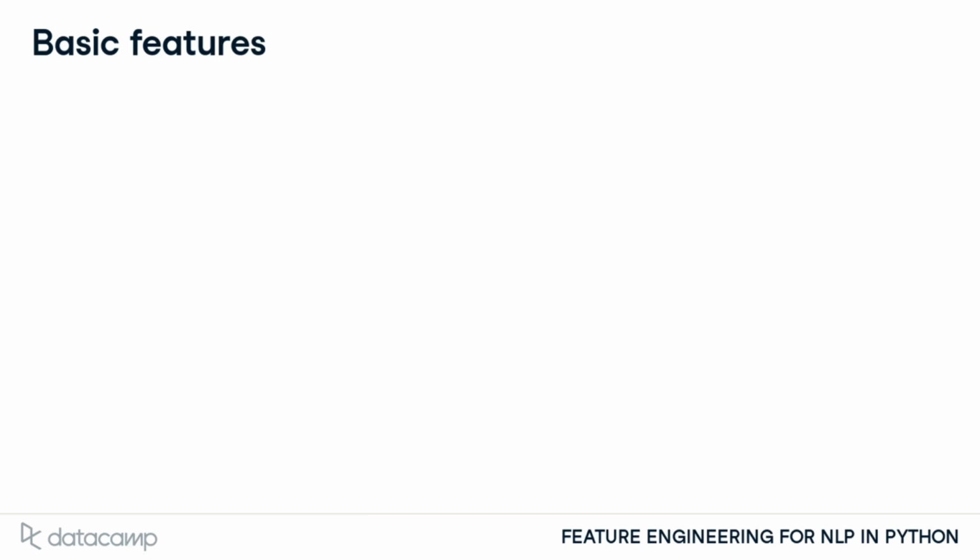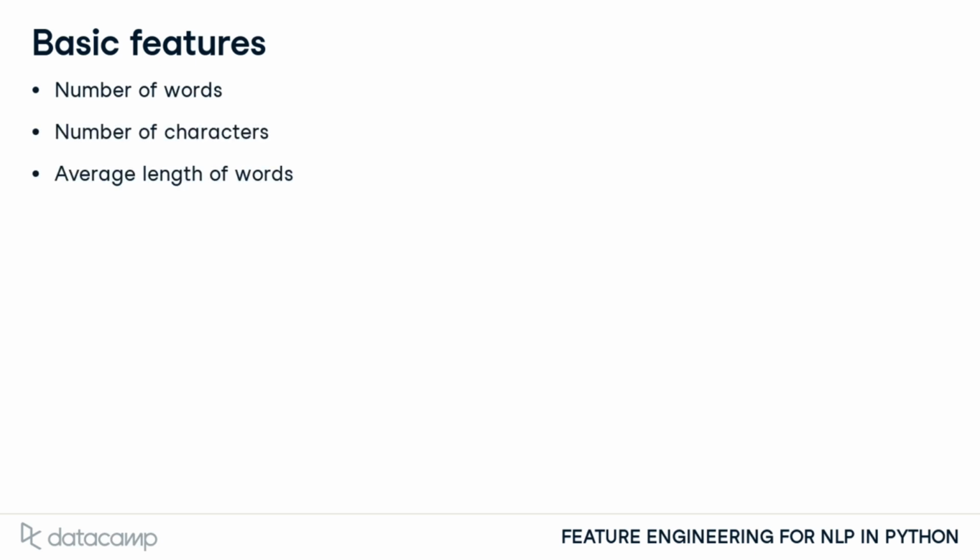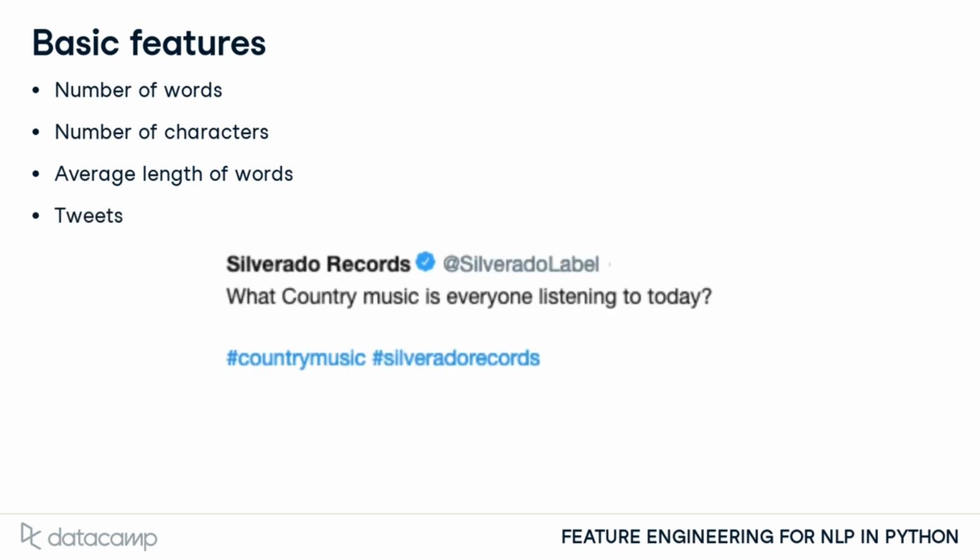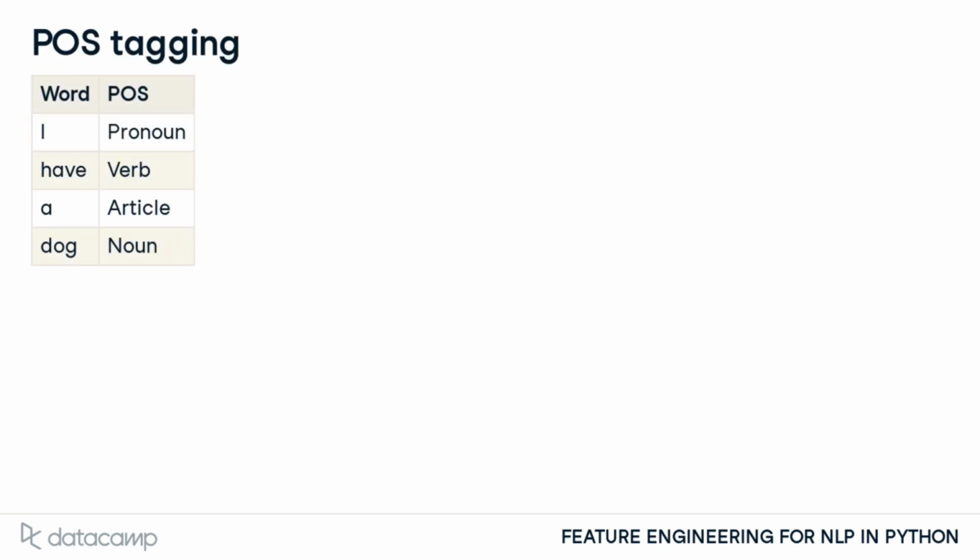We can also extract certain basic features from text. It may be useful to know the word count, character count, and average word length of a particular text. While working with niche data such as tweets, it may also be useful to know how many hashtags have been used in a tweet. This tweet by Silverado Records, for instance, uses two.